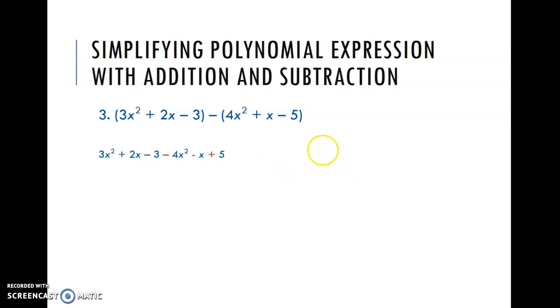Then we're going to group the terms that are like together. So you have 3x squared minus 4x squared plus 2x minus x minus 3 plus 5. And that leaves you with negative x squared plus x plus 2.